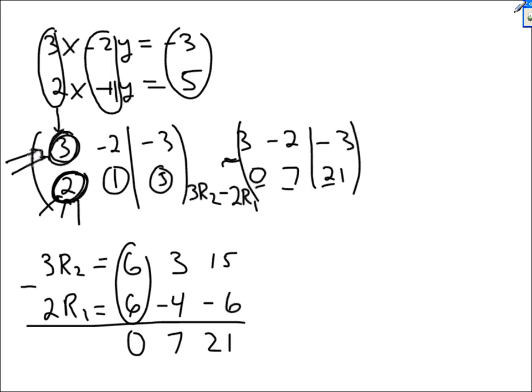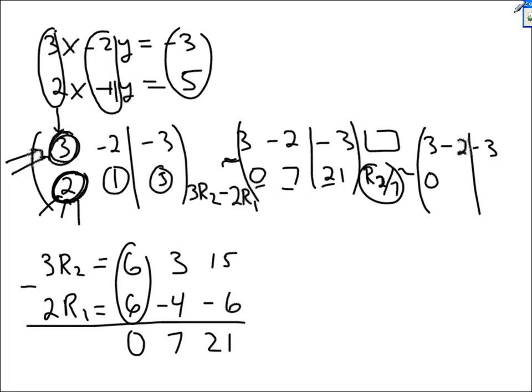7 goes into all 3 numbers in row 2. And any row that has that property, you should divide, make the number smaller. I'm going to do row 2 divided by 7. So row 1, we're not changing. If we were, I would write something here. But I'm only changing row 2. 0, 1, 3. Okay.